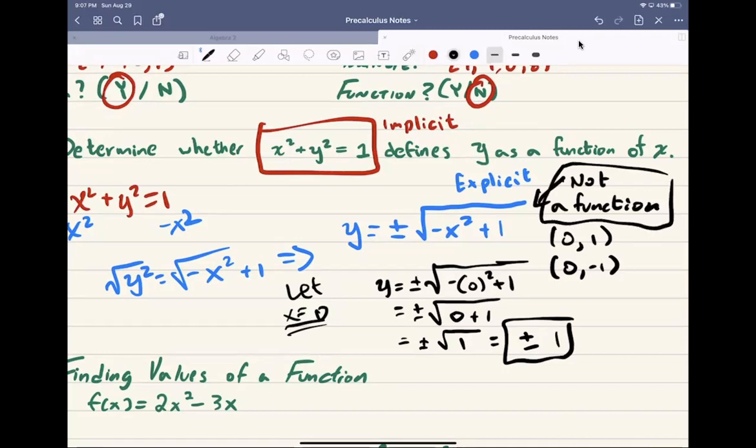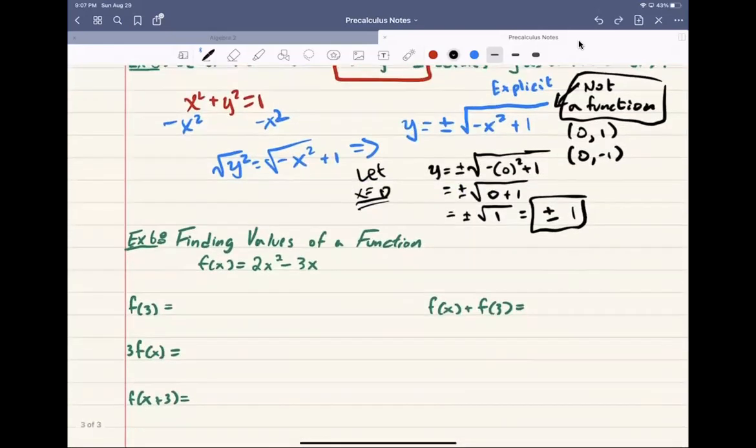It gets a little tricky. Like I said, I got a little confused right there. But the moment you see plus or minus on the outside, that's kind of the indicator that our equation is going to have more than one output for the same input.